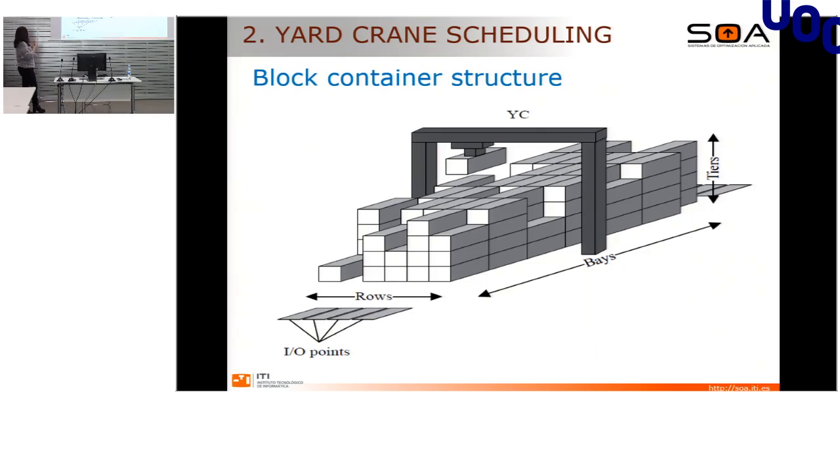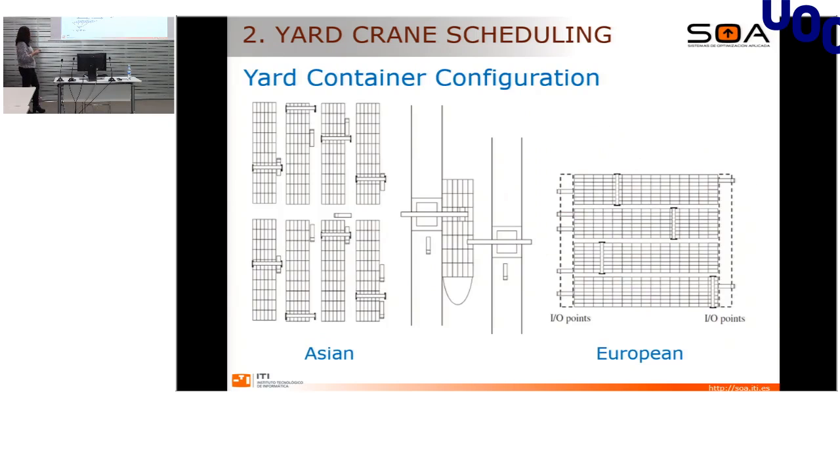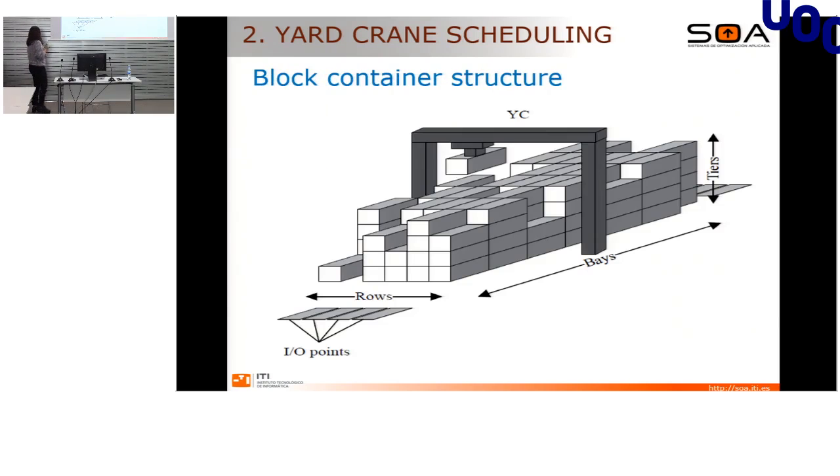So this is, in more detail, a container block structure, that is, one of these rectangles. The notation we usually use is: each block has a number of rows, a number of bays, and a number of tiers. This is the yard crane. The yard crane can move from one side to the other, from input-output points on the land side or input-output points on the sea side.